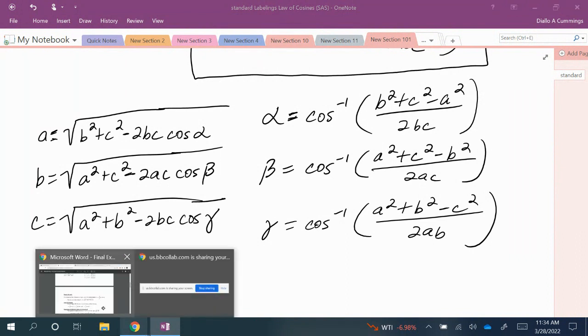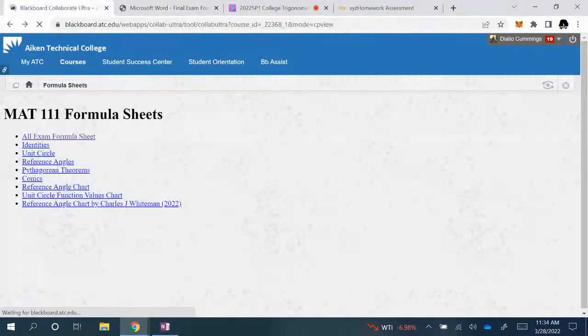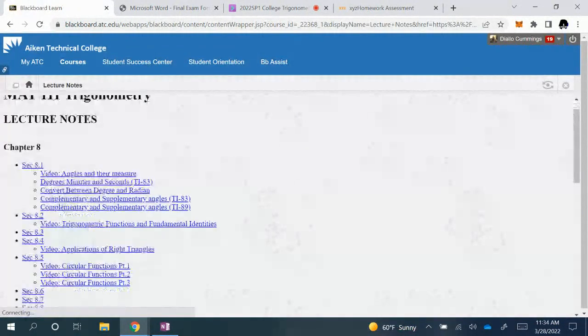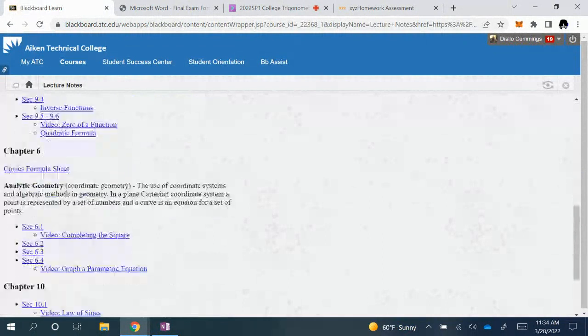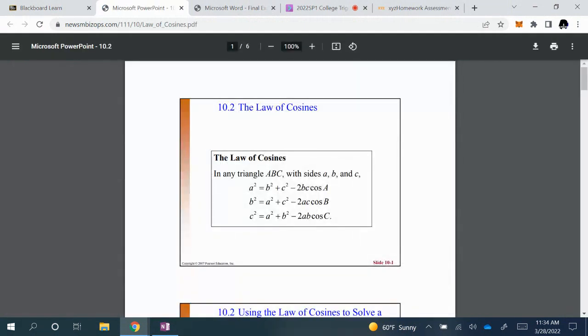At this time, I'm going to go back to Blackboard, and I want to go into lecture notes. And I want to go into section 10.2. And keep in mind, there is a law of cosines video. All right, so here again, here are the formulas for the law of cosines. So just keep in mind, whenever you see the law of cosines, you're mainly only going to see these main three formulas.